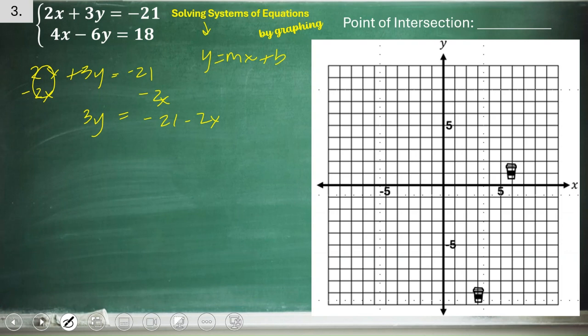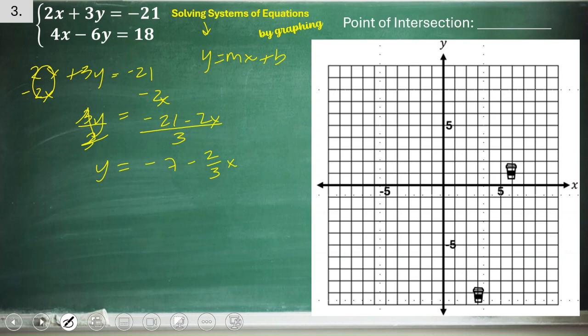Now we have to get y by itself. So 3 multiplied by y, the way we disconnect them is by doing the opposite of multiplication, which is division. So I'm going to divide by 3 on this side, and I'm going to divide by 3 on this side. When I do that, I get a y here because 3 divided by 3 is 1. 1 times y is y. This 3 on the right side gets divided by every term. So negative 21 divided by 3 is negative 7. And negative 2x divided by 3 is negative 2x over 3, or negative 2/3 x.